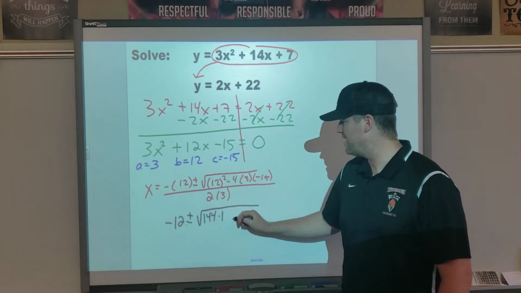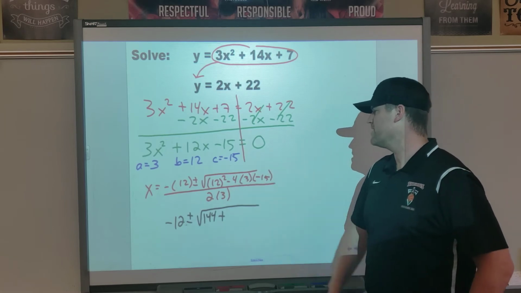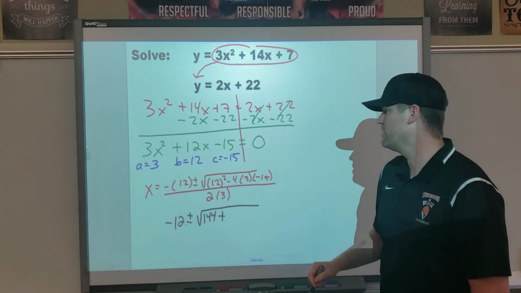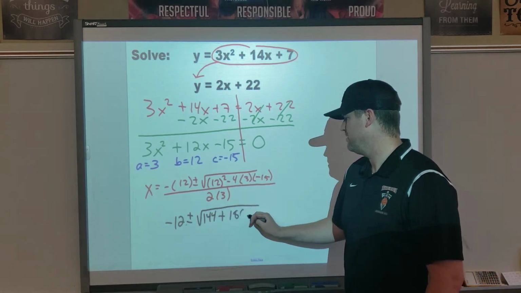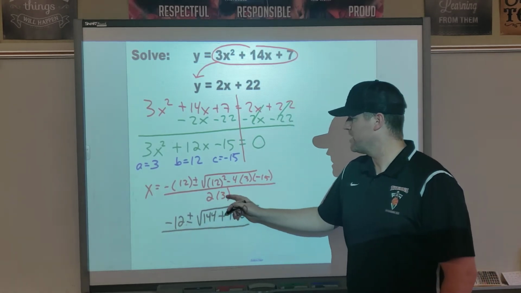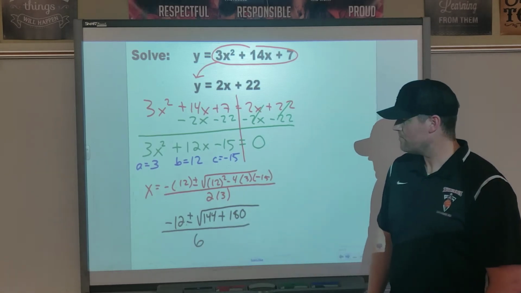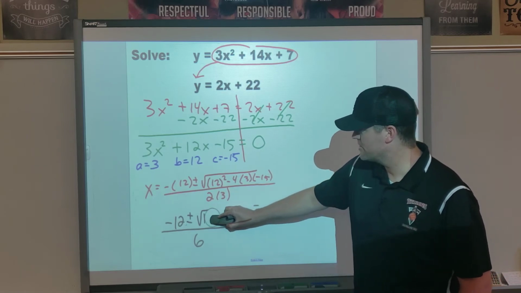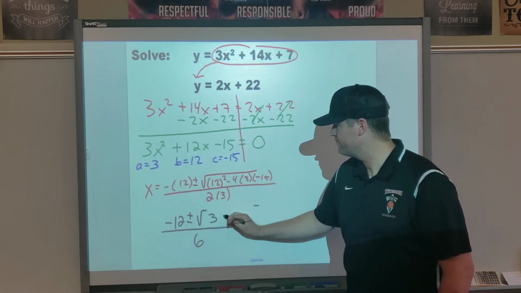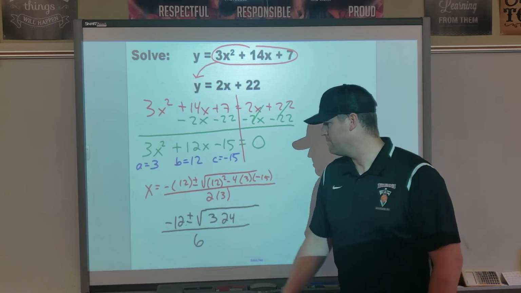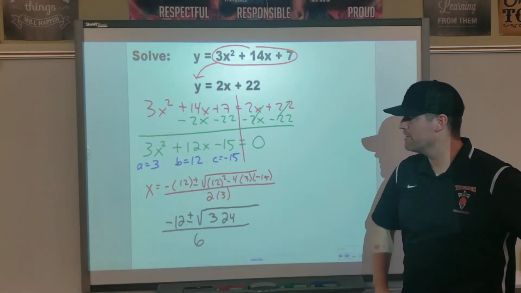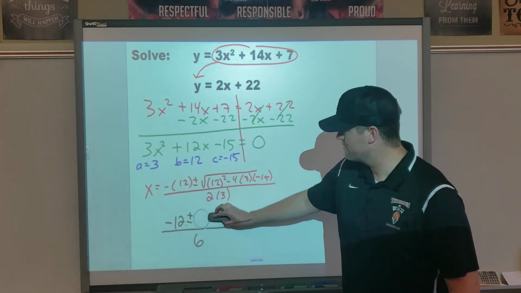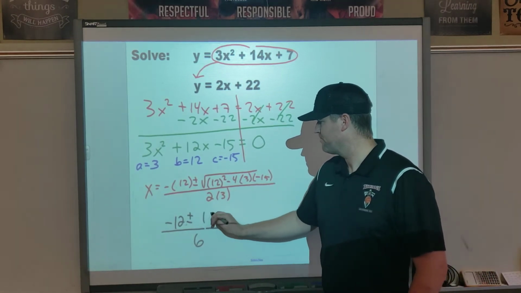144 plus 4 times 3 is 12. 12 times 15, I believe, is 180, all over 2 times 3, which is 6. 144 plus 180 is 324. Again, big number, but if I take the square root of 324, it is 18. So the square root of 324 is 18.